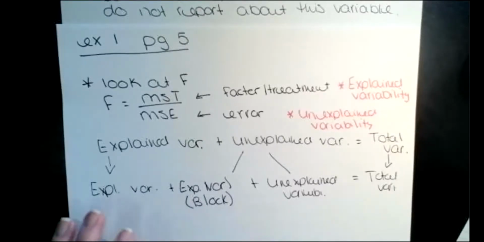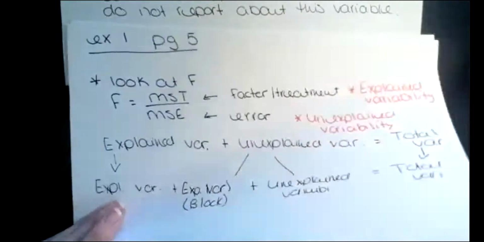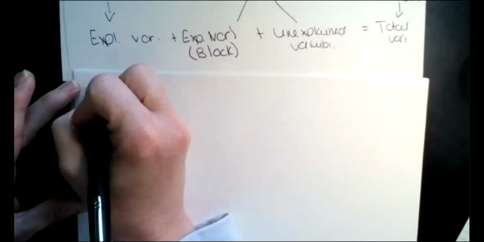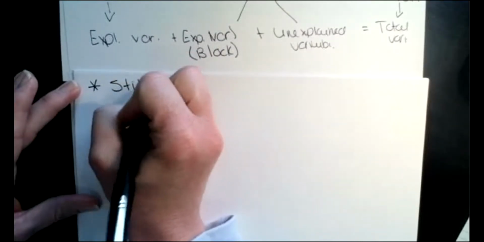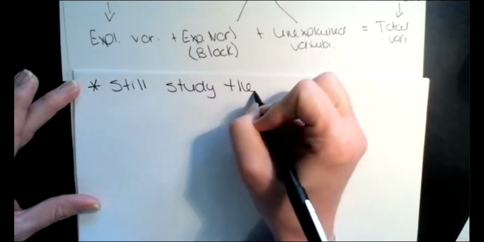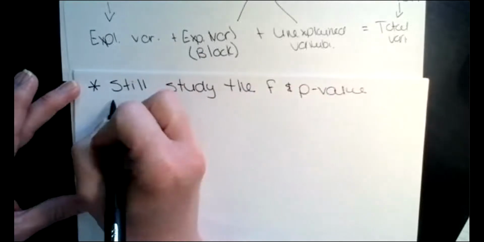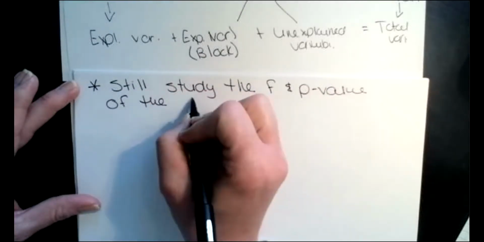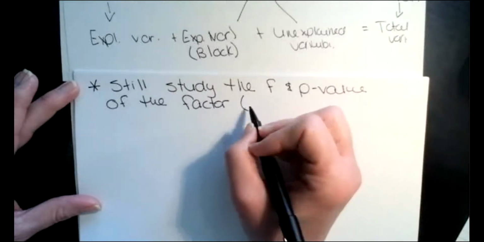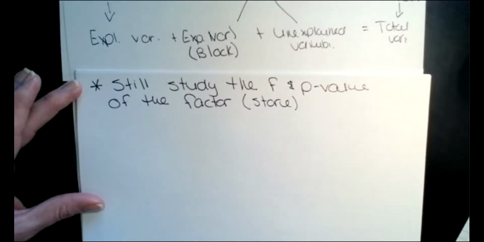All right. So let's talk about how we're going to write up and everything like that. So let me just write a few things down here. I did mention this. We're still going to study the F and P value of the factor. Now here, I'm just going to say for this example, that was the store. We're not going to report it for the other factor.